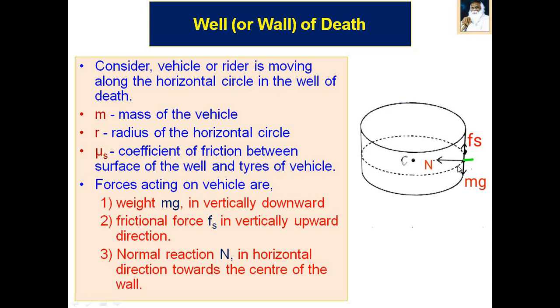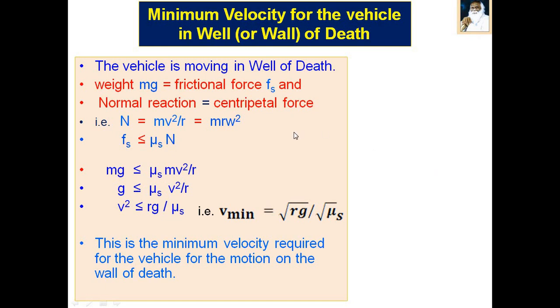The normal reaction acting on the vehicle is directed toward the center and along the radius. Hence, the normal reaction provides the necessary centripetal force. The component Fs balances the weight component, that is mg. Therefore, Fs is equal to mg, and normal reaction N provides the necessary centripetal force. Therefore, in the well of death, the weight mg is equal to the force of friction Fs, and the normal reaction N is equal to the centripetal force.